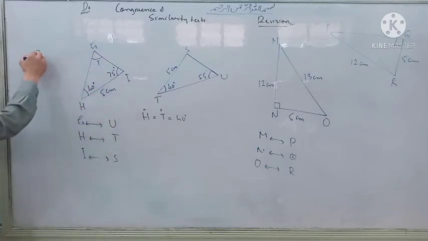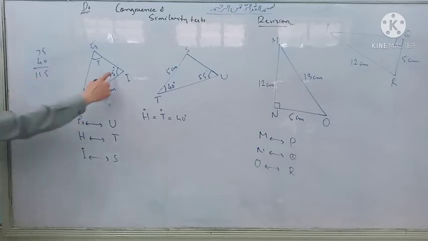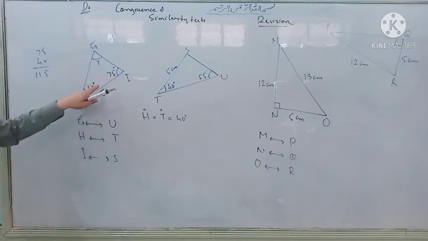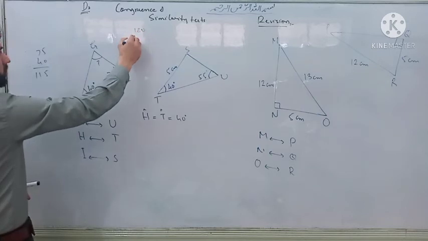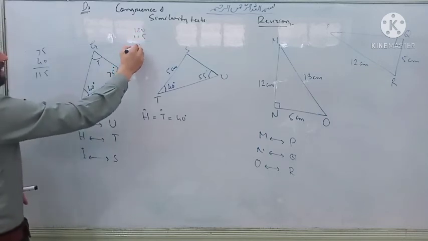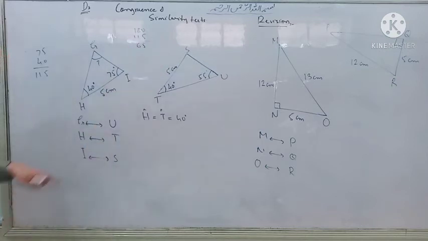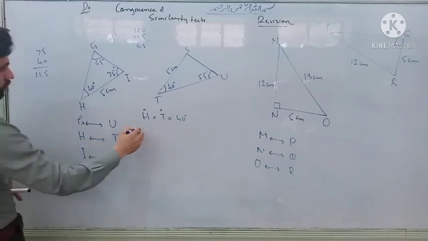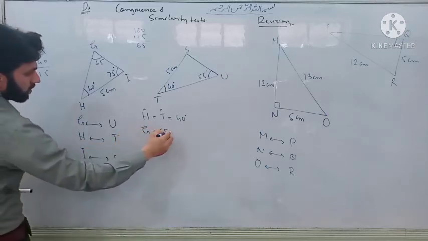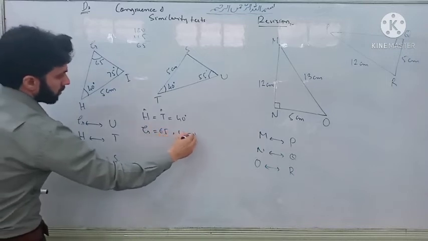So 75 and 40, 75 plus 40 is 115, right? When you subtract 115 from 180, that is 65. 180 minus 115 is 65. Okay. Now here it is 65. But on G there is 65 and on U there is 55.